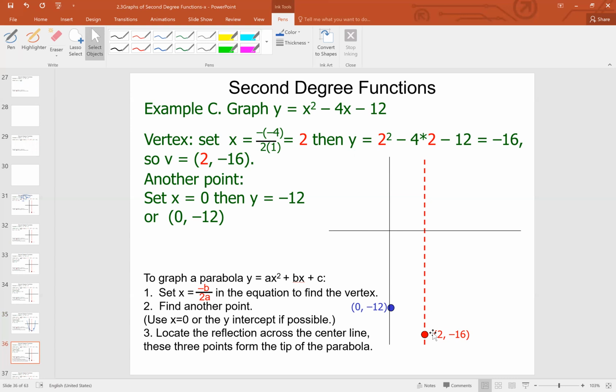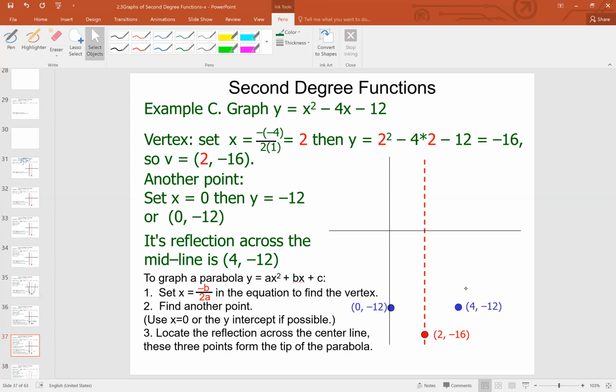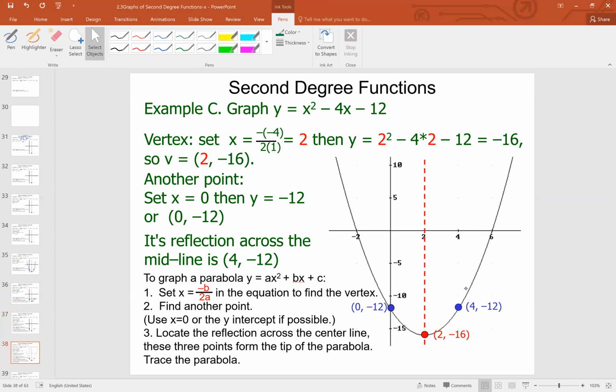Okay, that's 0, minus 12. From here to here is 2. And so go over another 2, that's 4. 4, what? Minus 12. Y is still the same thing. So therefore on the other side, I get that, and voila, that's the parabola.